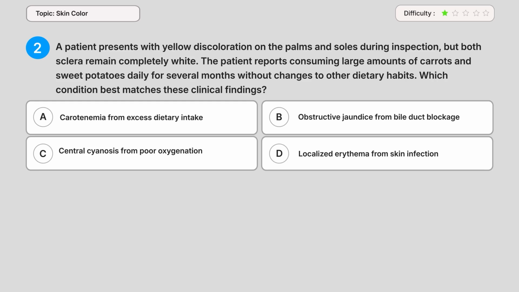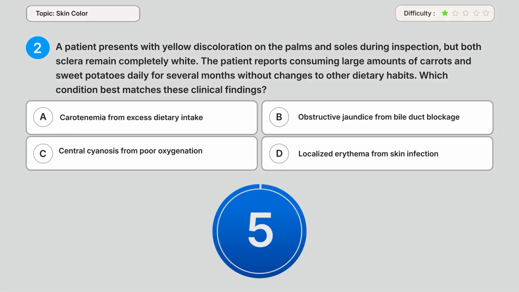A. Carotenemia from excess dietary intake. B. Obstructive jaundice from bile duct blockage. C. Central cyanosis from poor oxygenation. D. Localized erythema from skin infection. What do you think is the answer?